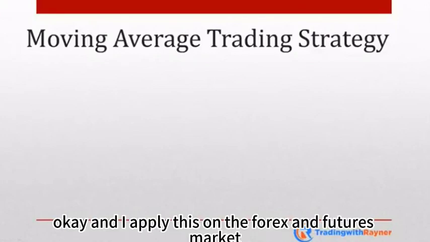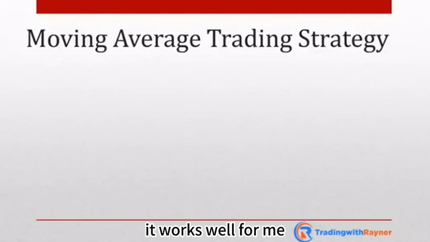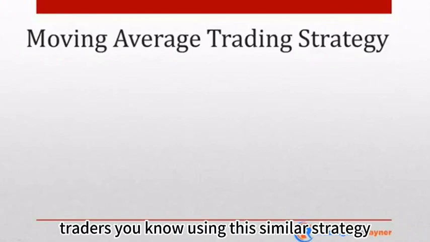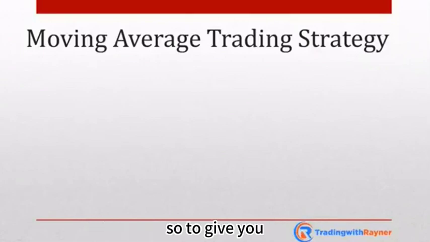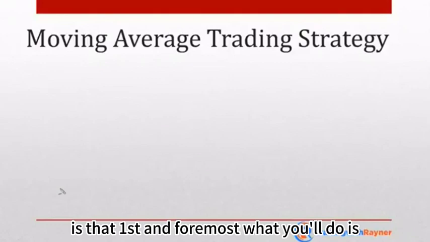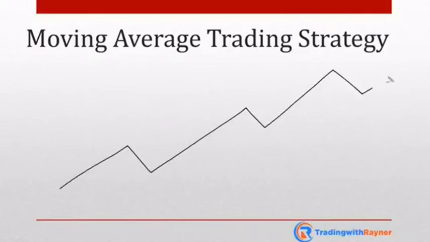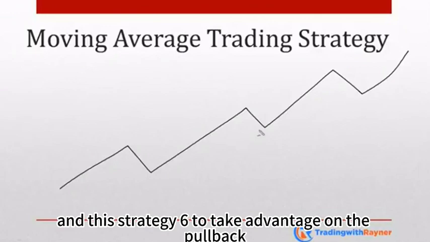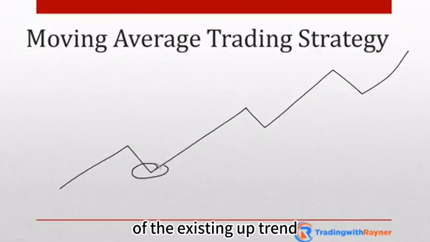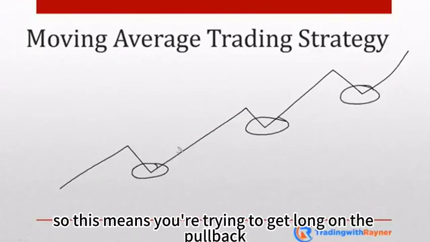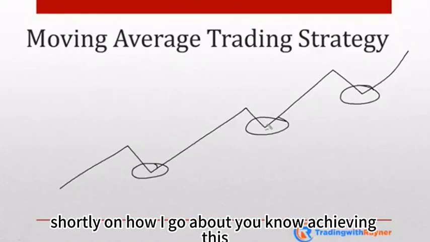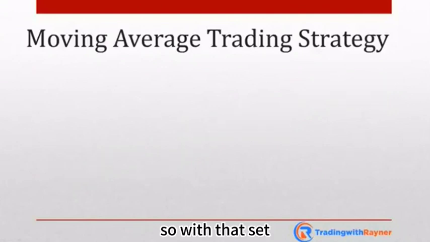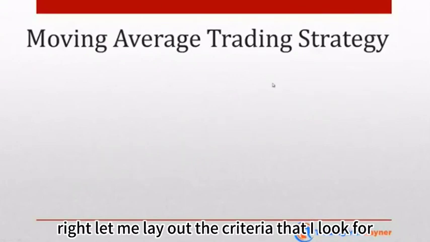Okay, and I apply this on the forex and futures market. It works well for me, but I've also seen traders using this similar strategy in the options and the stock markets. To give you a general idea of how it works, first and foremost, you'll identify an uptrend. This strategy seeks to take advantage of the pullback of the existing uptrend. So this means you're trying to get long on the pullback, and I will show you shortly how I go about achieving this.